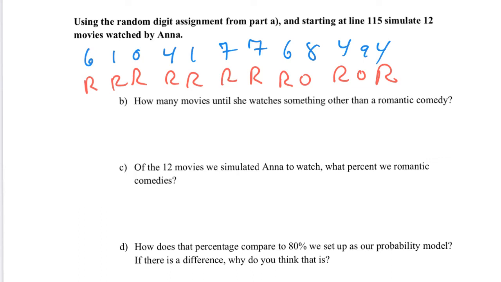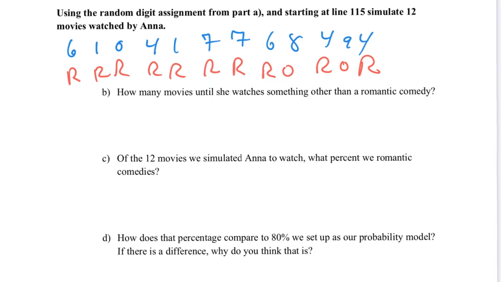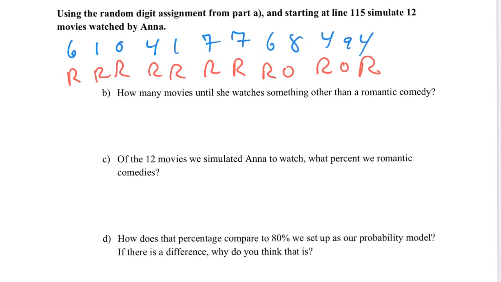Parts B, C, and D use the information from the simulation that we did. So how many movies until she watches something other than a romantic comedy? So we just count, and we see that she watches 8 movies until she reaches something that's not a romantic comedy. So the 9th movie is going to be something different.